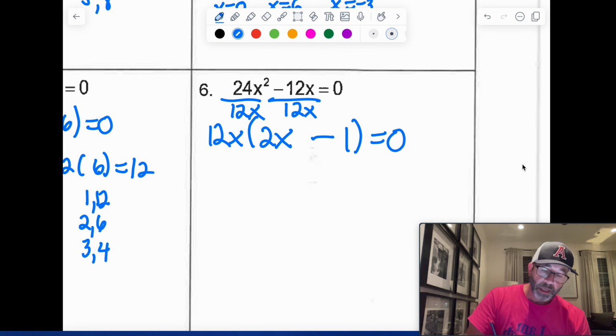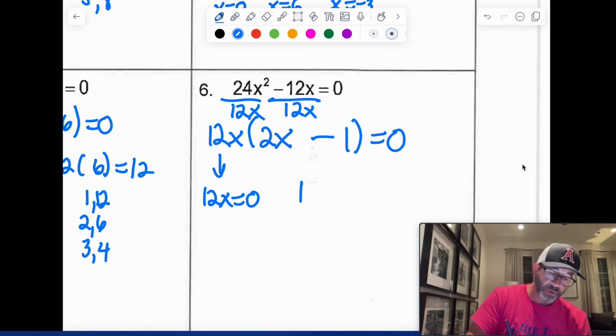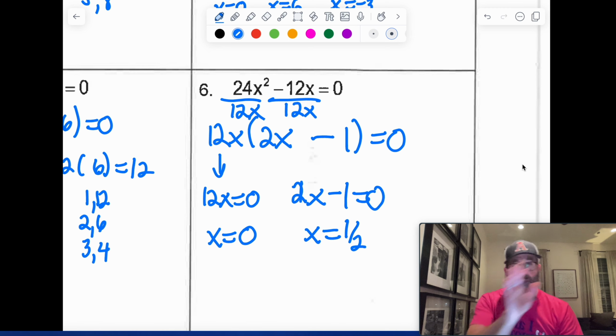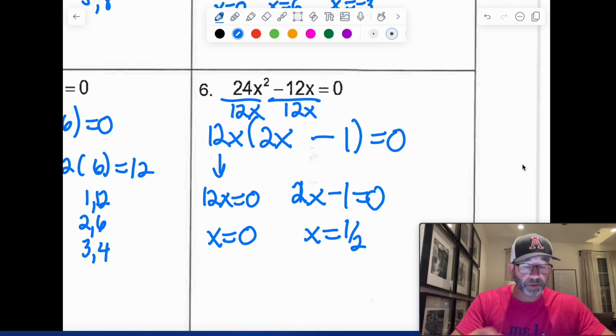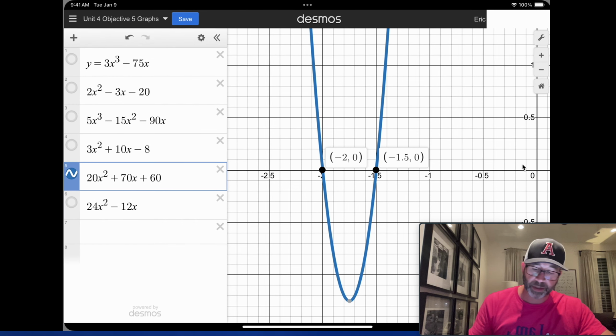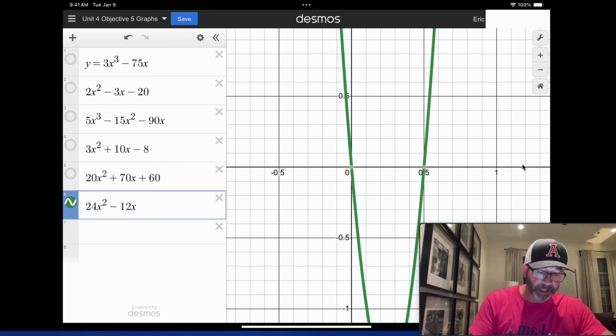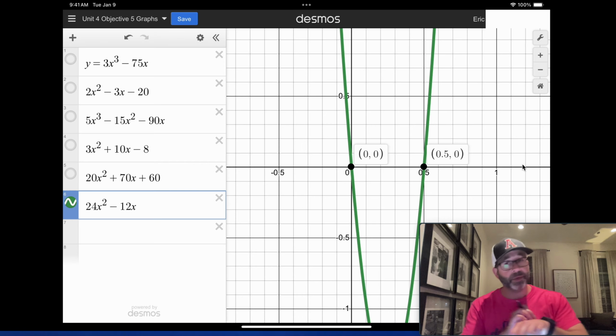Okay. This 12x is equal to 0. That 2x minus 1 is equal to 0. X ends up equaling 0, and then x is equal to positive 1/2 if you add the 1 to the right and then divide both sides by 2. So we should get 0, and then 1/2, remember, is the same as a decimal of 0.5. So let's check our answer here on Desmos. You'll see we got a spot at 0, like we just said. And then we got a spot at 0.5, like we just said.